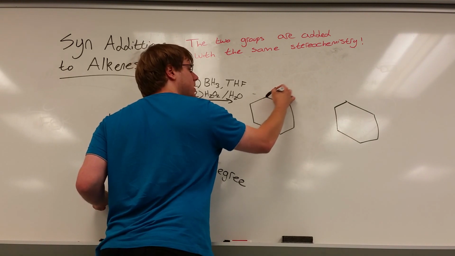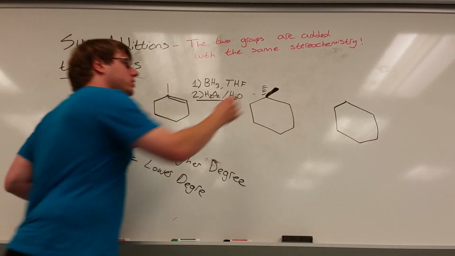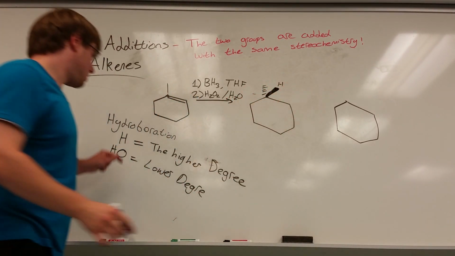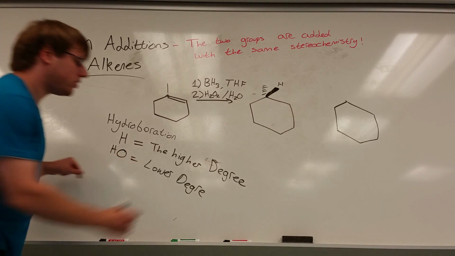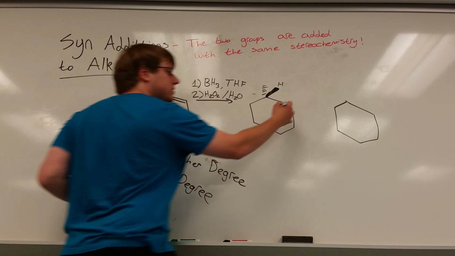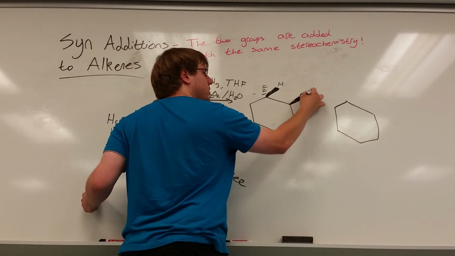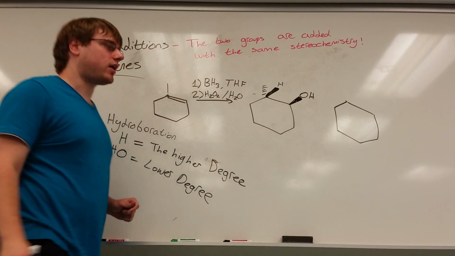I'm going to say, let's say it comes in on a wedge. That means the methyl will be coming in on a dash. So here is my hydrogen. The OH goes on the lower degree of the double bond, meaning the secondary carbon. And again, since this is a Syn addition, that OH must have the same stereochemistry as the hydrogen we added. So the OH would look like that.